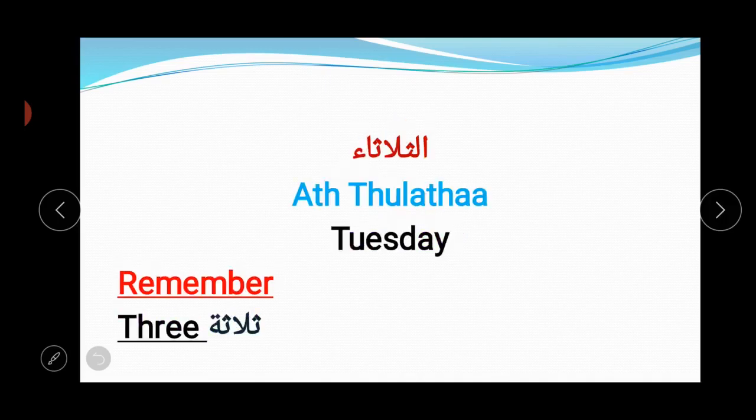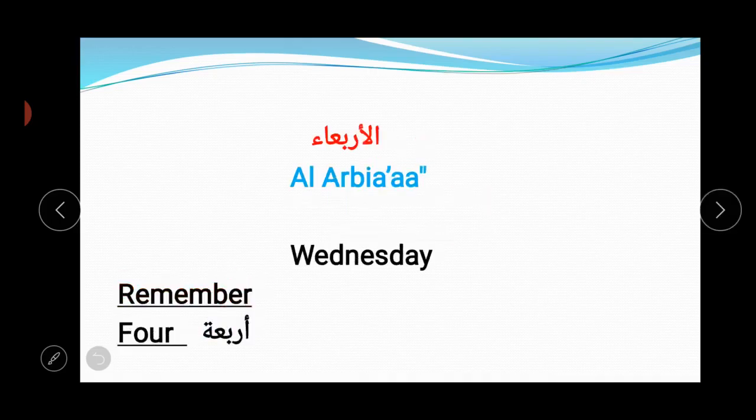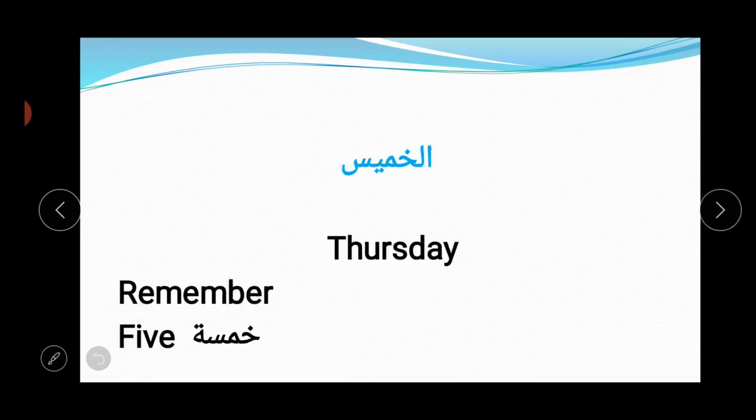Third is As-Sulasa, Tuesday. So it comes from the word Salasa means three. Fourth one is Al-Arbi'a. Yawmul Arbi'a means Wednesday. It comes from the word Arba means four. Fifth one is Al-Hamis. Yawmul Hamis and it is Thursday. It comes from the word Hamsa means five.